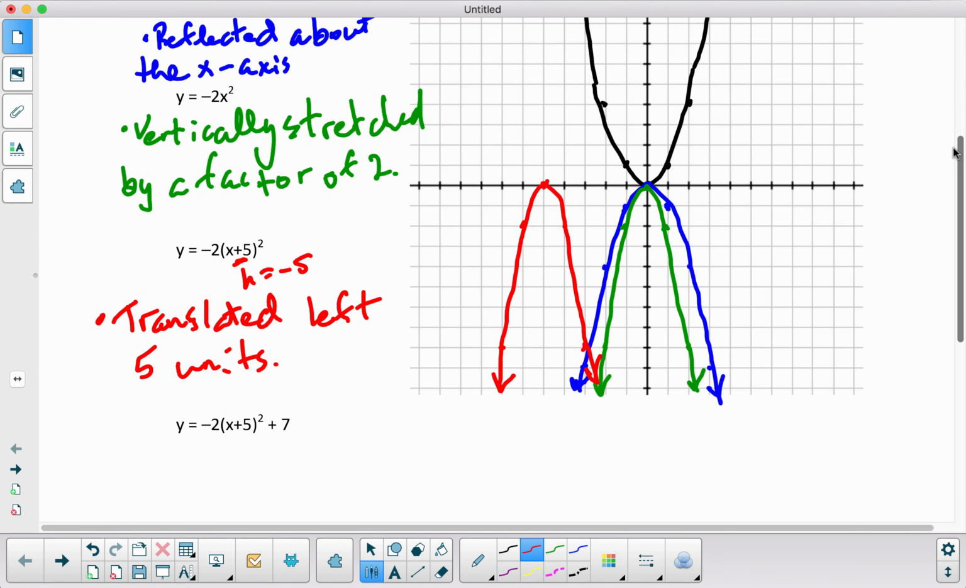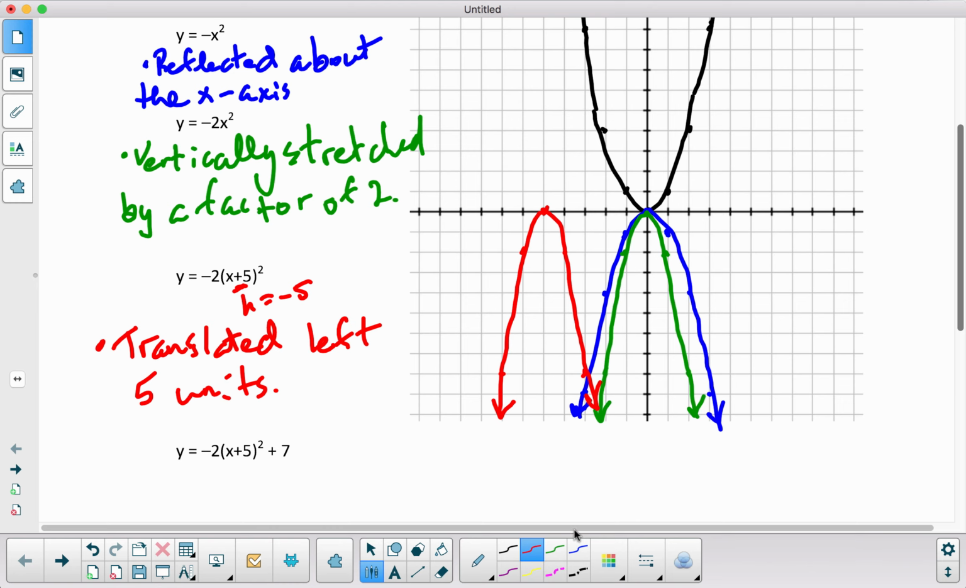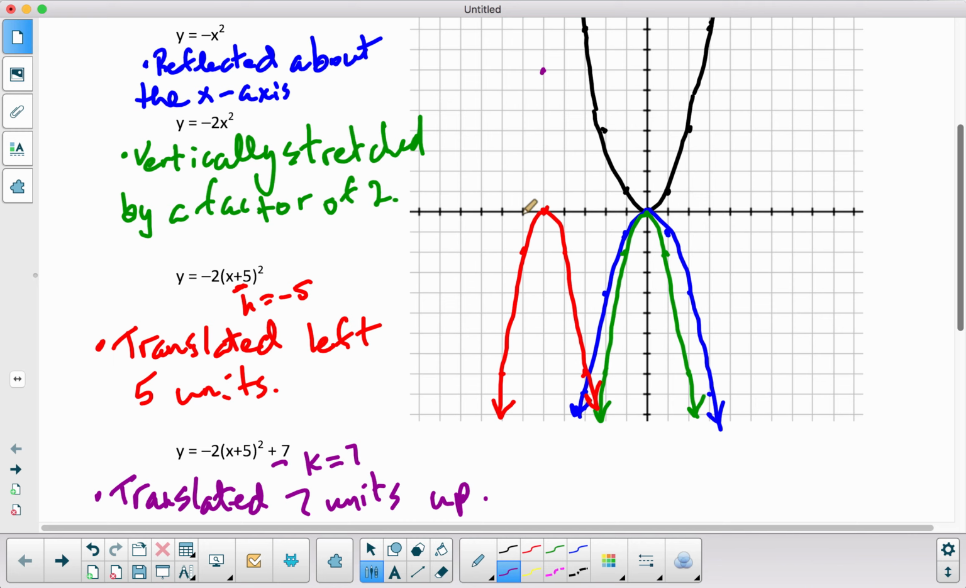And lastly, the last transformation that I'll show you is this one, where we add a number to the end, and we're going to call that number k. So in this case, k is 7. What this k value does is move the entire parabola up or down. And of course, the math word for shifting it is translation. Okay, and there we have it. That is basically 4 different changes, or transformations, that we can do to a parabola.